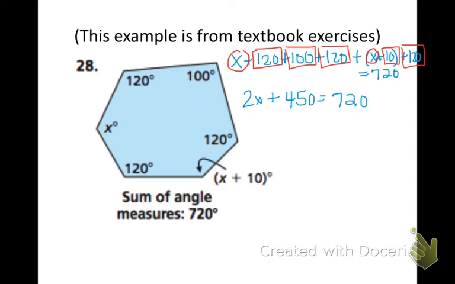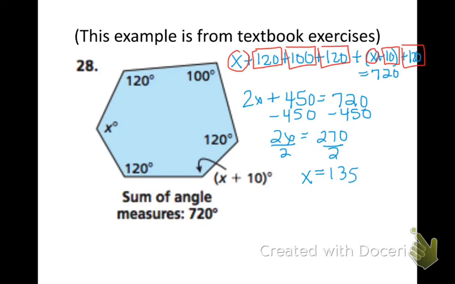So anytime you have a shape and you have the angles and you need to find the missing angle sums, you need to set up an equation like this and simplify. So we'll subtract 450 from both sides. 2x is equal to, and then 720 minus 450 is 270. And I'll divide by 2. And I'm going to get x is equal to 135.